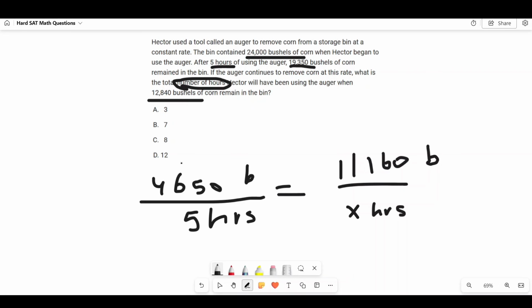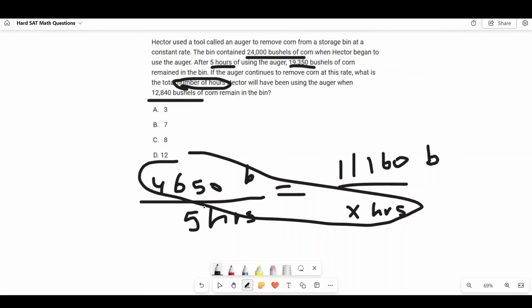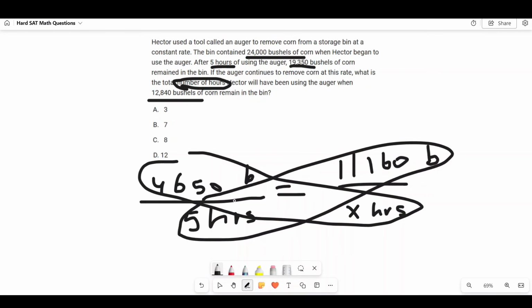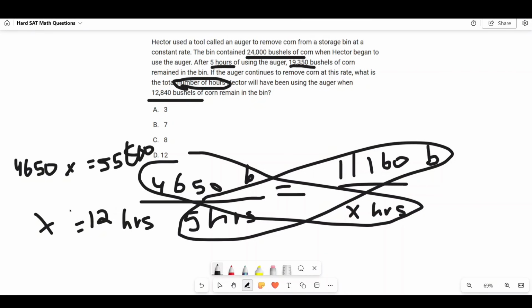So now we use something called cross multiplication. And basically, after you multiply them, you will get 4,650x equals 11,160 times 5, which is 55,800. And then divide both sides by 4,650. And you're given x equals 12 hours. And that's our answer, D.